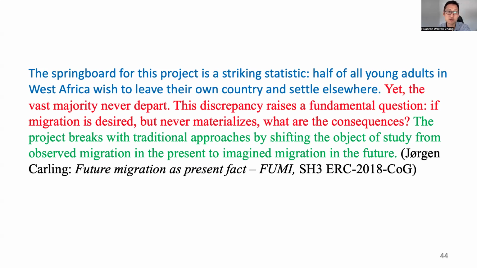So the project breaks with traditional approaches by shifting the object of study from observed migration in the present to imagined migration in the future. So now everything is clear. That's how using the ABT structure can miraculously change the conveying of your message to make it easier to follow and also make people understand why it is important, right?